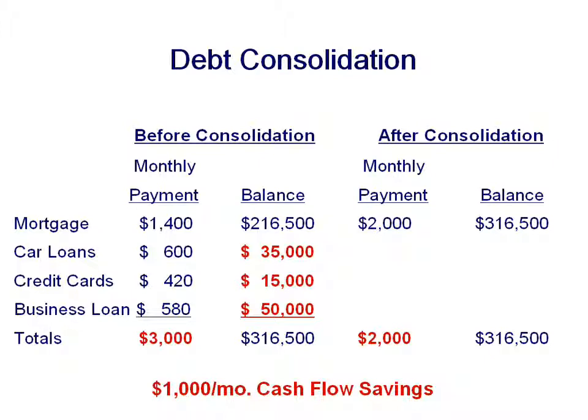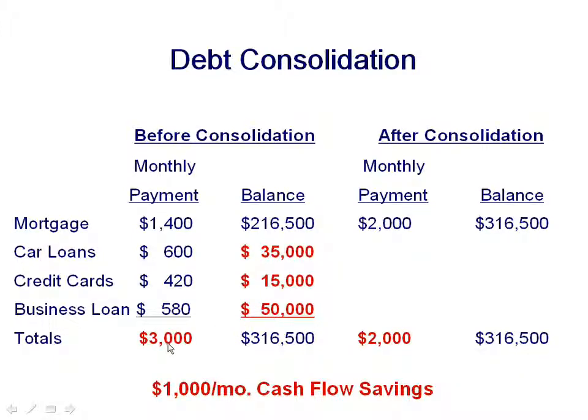Okay, first, debt consolidation. Joe currently pays out $3,000 a month in major monthly expenses. He has a mortgage of $1,400 a month and a balance of $216,500. He has car loans of $600 and a balance of $35,000. He has credit cards of $420 a month with a $15,000 balance, and of course, last, the business loan, which is $580 a month, and he has a $50,000 balance.